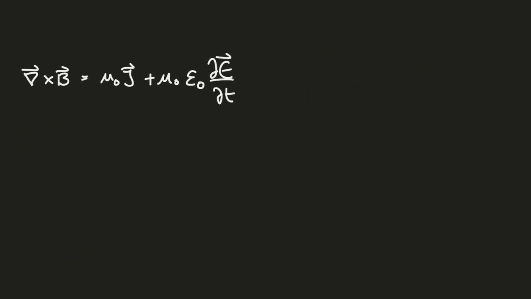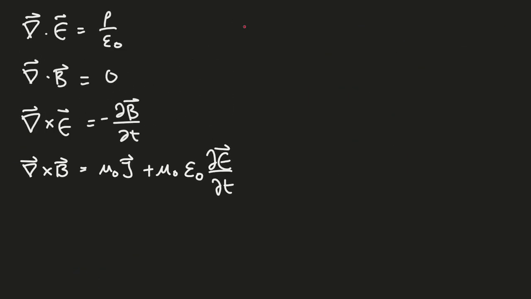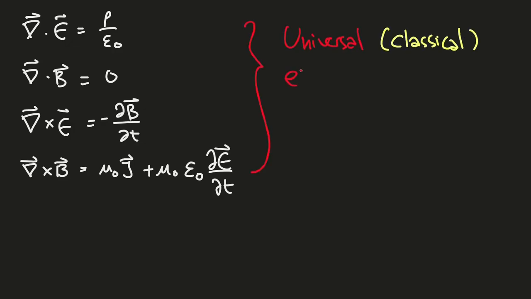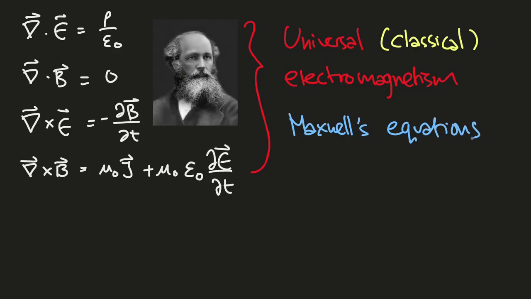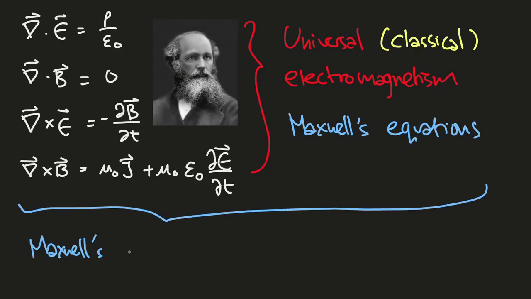So here, our four equations about the electric and magnetic fields are universal for at least classical electromagnetism. These four equations are popularly known as Maxwell's equations, which are fundamental to Maxwell's electrodynamics theory.